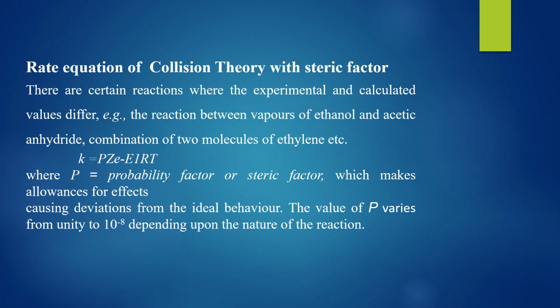disparities, collision theory introduces a correction factor known as probability factor or steric factor, which makes allowances for certain effects that account for the deviations arising from ideal behavior. The value of P varies from unity to 10 power minus 8 depending upon the nature of the reaction.